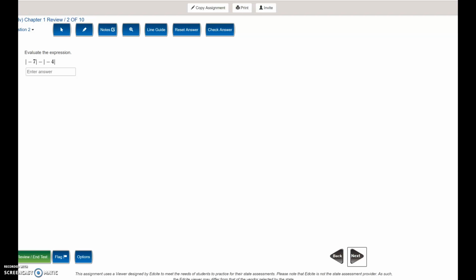This one is the absolute value of -7, which is +7. The absolute value of -4, which is 4. So this problem is doing 7 minus 4, which is 3. And you just type in your answer of 3.